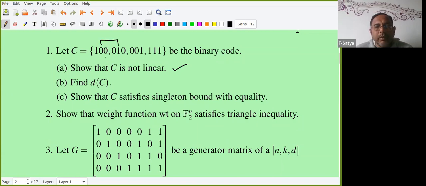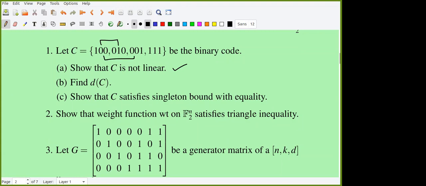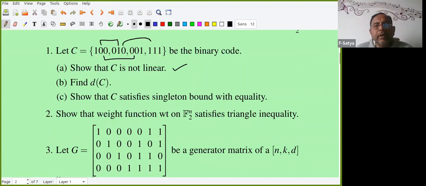What is the distance between these two? 2. 2, right? So these two also 2 and these two also 2. And in fact, this with anyone is 2. So what is the distance of the code finally? Do you have any two vectors whose distance is 1?